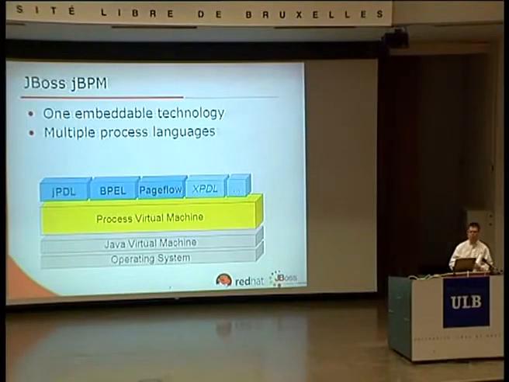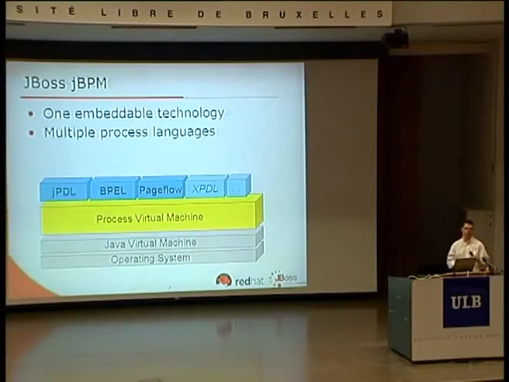And then there's also a page flow language, which is part of JBoss Seam, in which you specify your pages as nodes, and the transitions are the navigation between the pages in your web application. So we already have been able, for these three languages, to build them on the same core technology, the process virtual machine. And we're now starting work on XPDL, which is another standard in the area of business process management, and building it on top of the same.